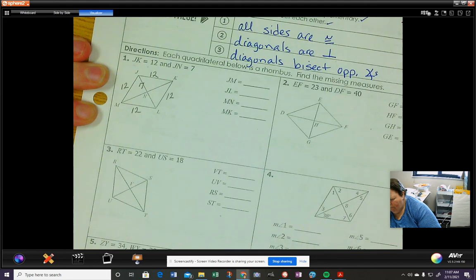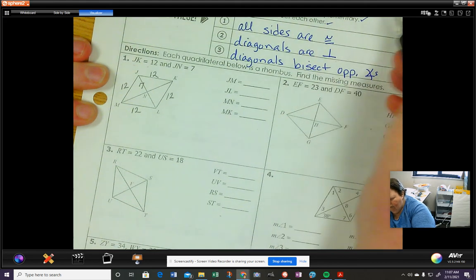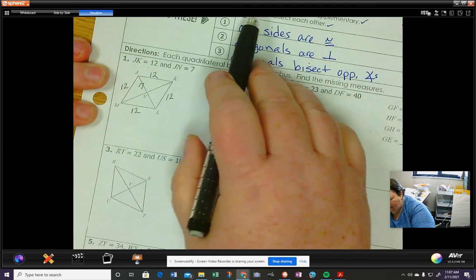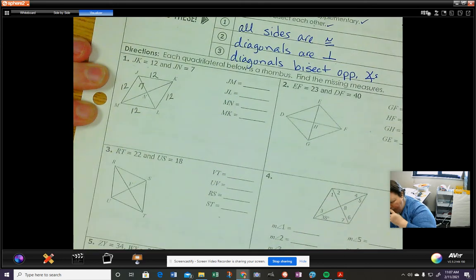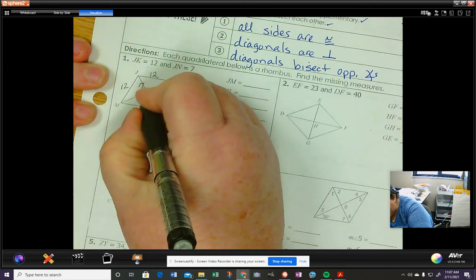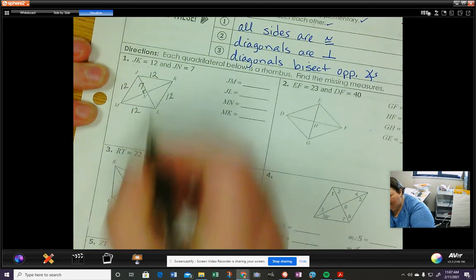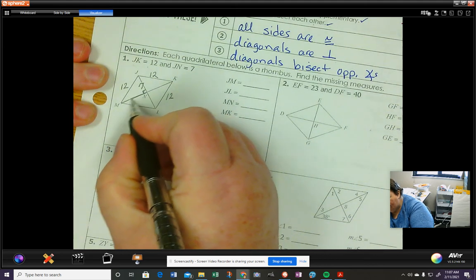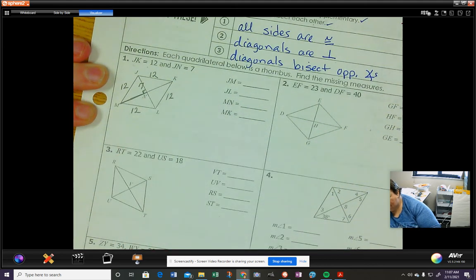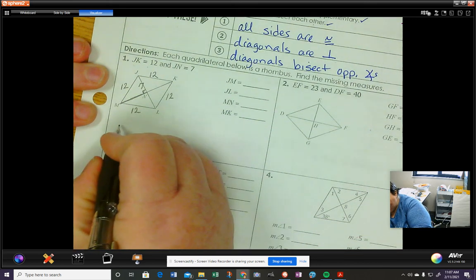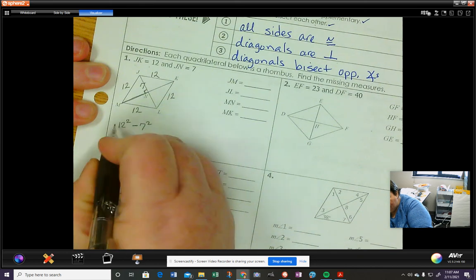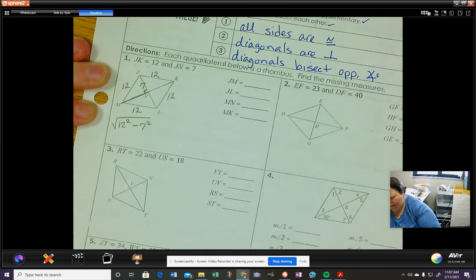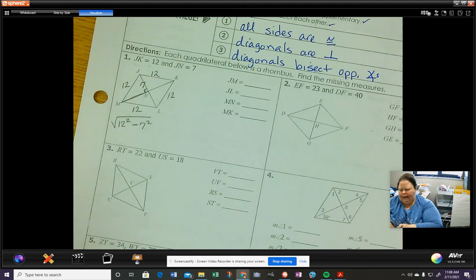Let's see. So opposite sides are congruent, opposite sides are parallel, diagonals bisect each other. So if we have a right triangle here, because this makes a right angle, how did I get this side right here? I have a right triangle. So I'm going to take 12 squared minus 7 squared and take the square root of them. So 144 minus 49. I'm just going to do it in the calculator.